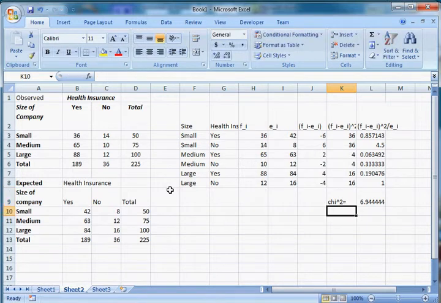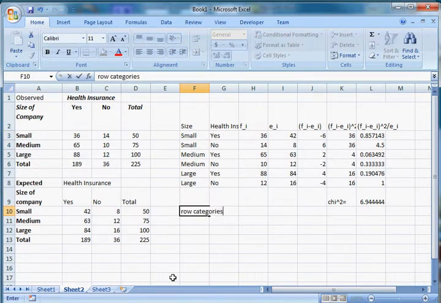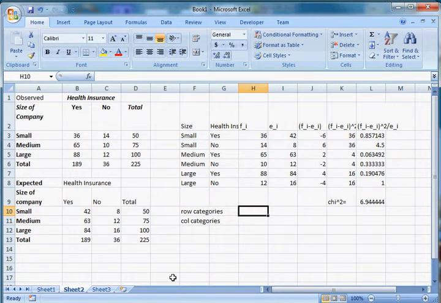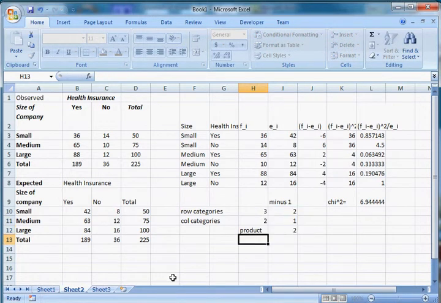Well, it's going to be the number of categories in one dimension, which is 1, 2, 3, minus 1, which is 2. So we have row categories, 3, column categories, 2. Subtract 1 from each, and then multiply them together. 2 times 1 is 2. We're going to have 2 degrees of freedom. So chi-squared with 2 degrees of freedom, and 6.94 is our test statistic.